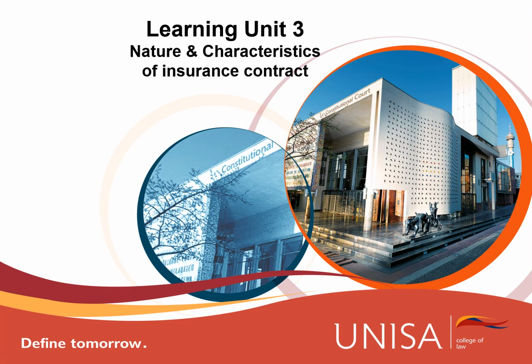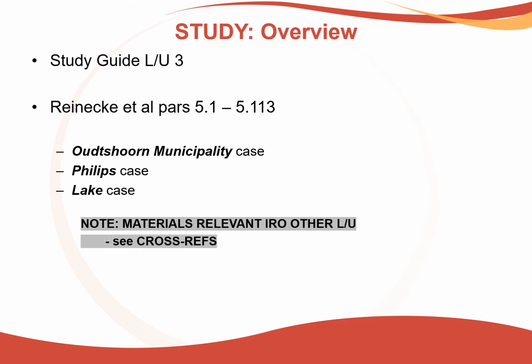So let's start with Learning Unit 3 on the nature and characteristics of an insurance contract. Study from the study guide as well as the prescribed paragraphs from RECIPROCAL et al. Here, the Oudtshoorn municipality case, the Phillips case and the Lake case are relevant. Note also that these cases may be relevant under other learning units. Look at the cross-references.